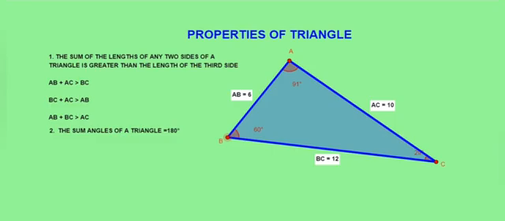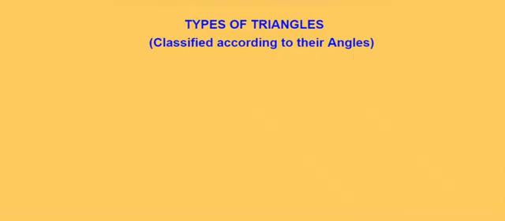Good. Types of triangles classified according to their angles. Okay. Let us see a triangle ABC. Now we can take the measurement of each angle. Look at here, 49 degrees, 80 degrees, 51 degrees. These angles are which type of angles? Yes, it is acute angle, acute angle, acute angle. Less than 90 degrees means it is an acute angle.